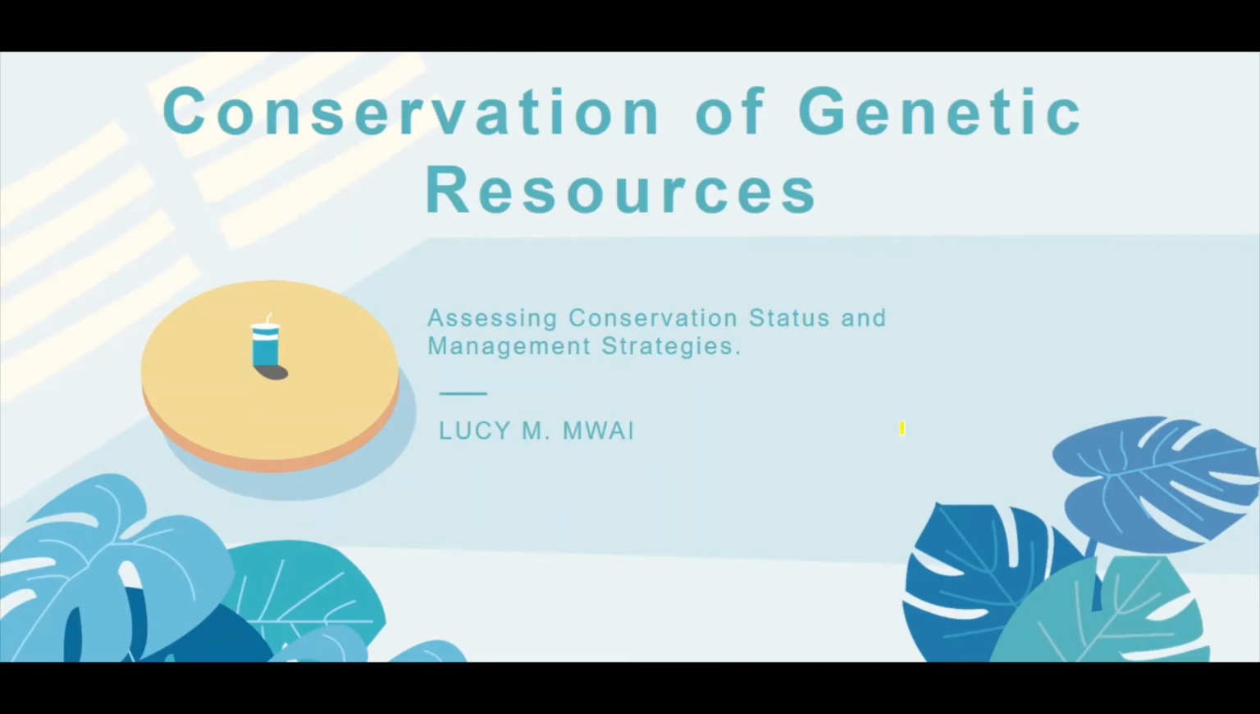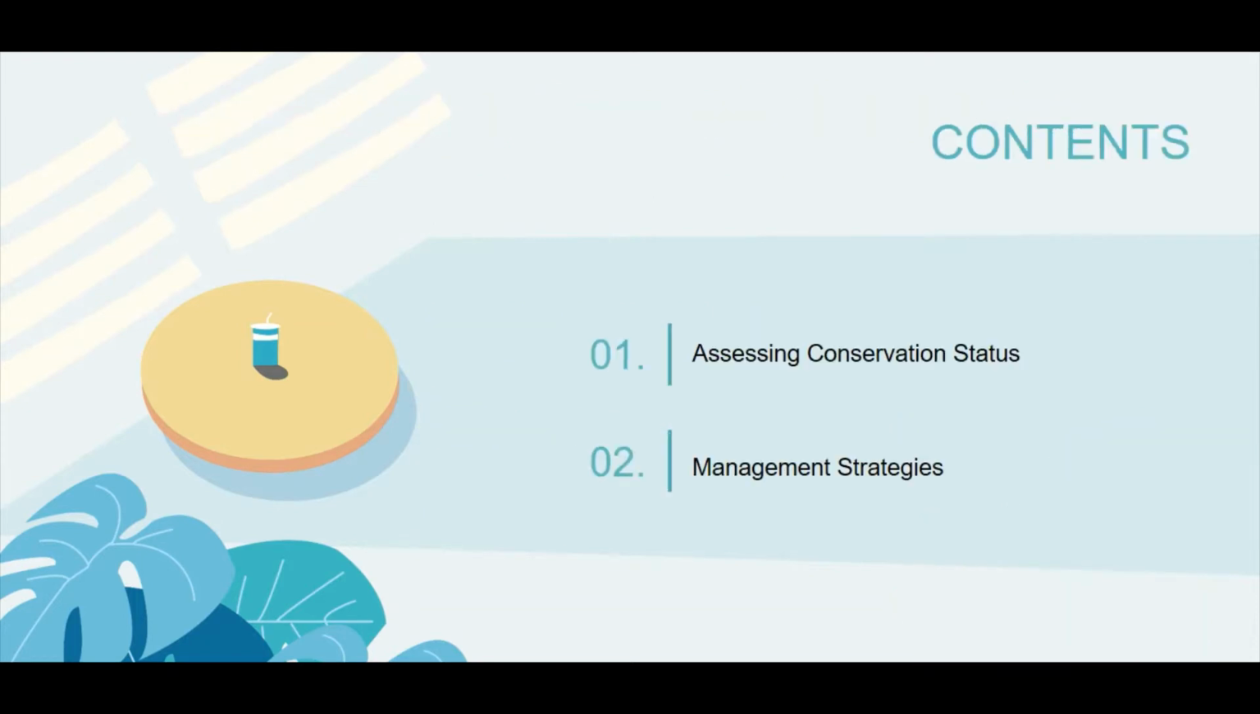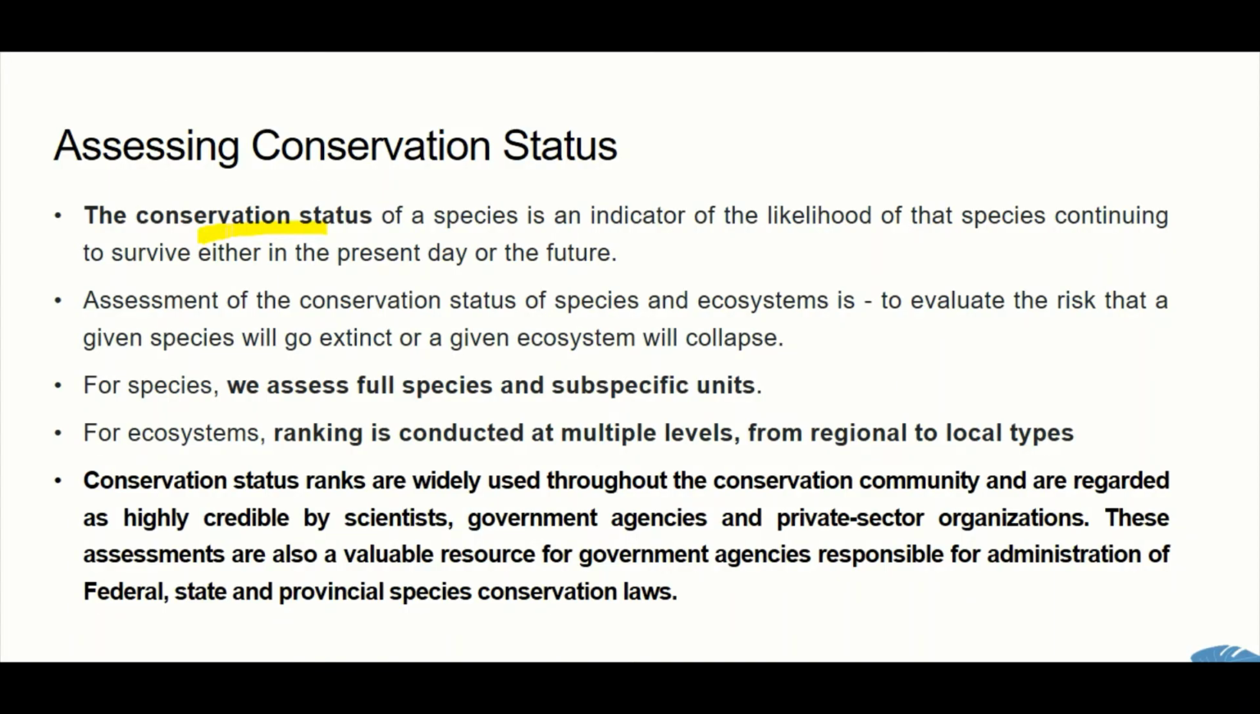Conservation of genetic resources, assessing conservation status and management strategies. Conservation status can be defined as an indicator of the likelihood of a species to continue to survive either in the present day or in the future.